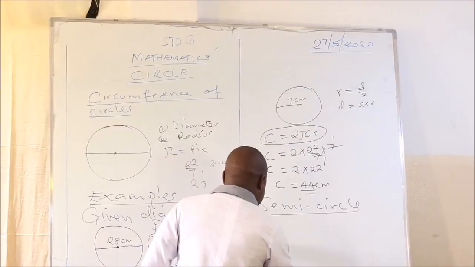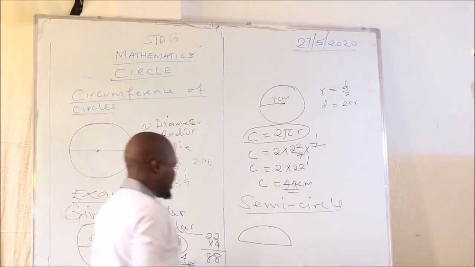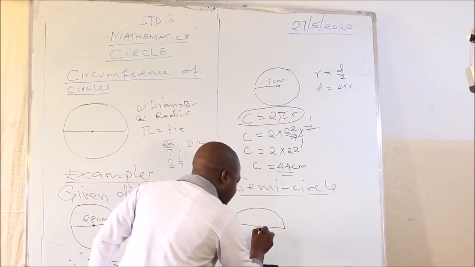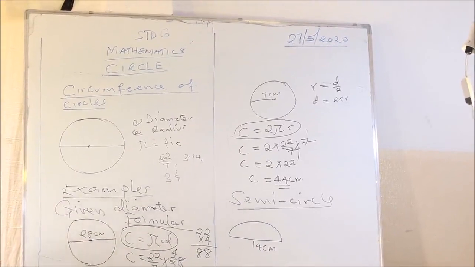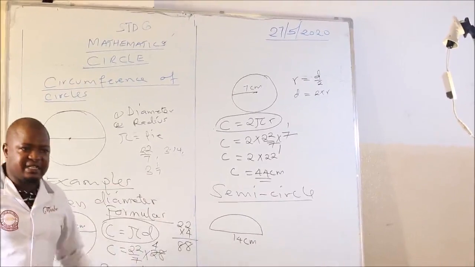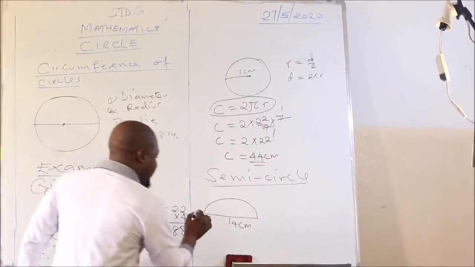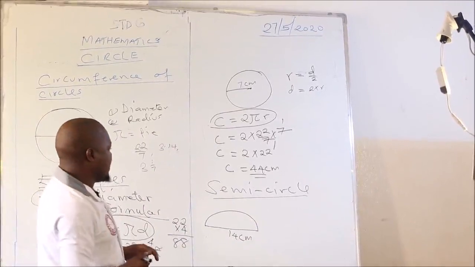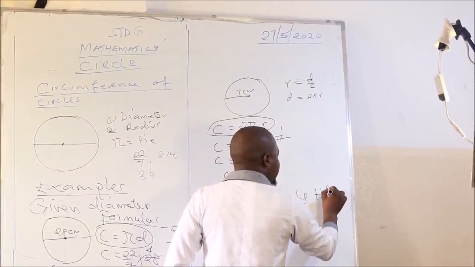Now, when we are given a semicircle, maybe a semicircle of this kind, then we are told that maybe here is 14 centimeters. Remember, I have said that the circumference of a circle is the distance all around the figure. So in this case, we are moving the distance from here up to this point, then we will have to cover this. And this one is a semicircle, from the word half. This is a half circle.